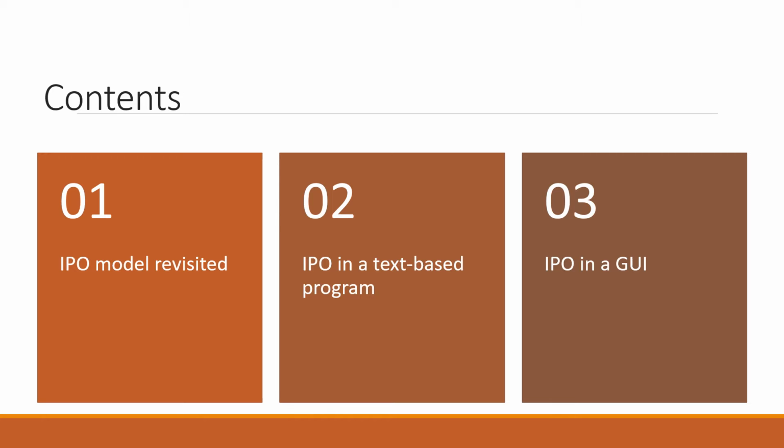In this lesson, I'll briefly revisit the IPO model of program structure. I'll remind you how IPO is handled in a text-based program like the one you've already written, and then show you how IPO is handled by a GUI program. In this lesson, I won't show you how to write the GUI code, but I'll introduce the ideas.